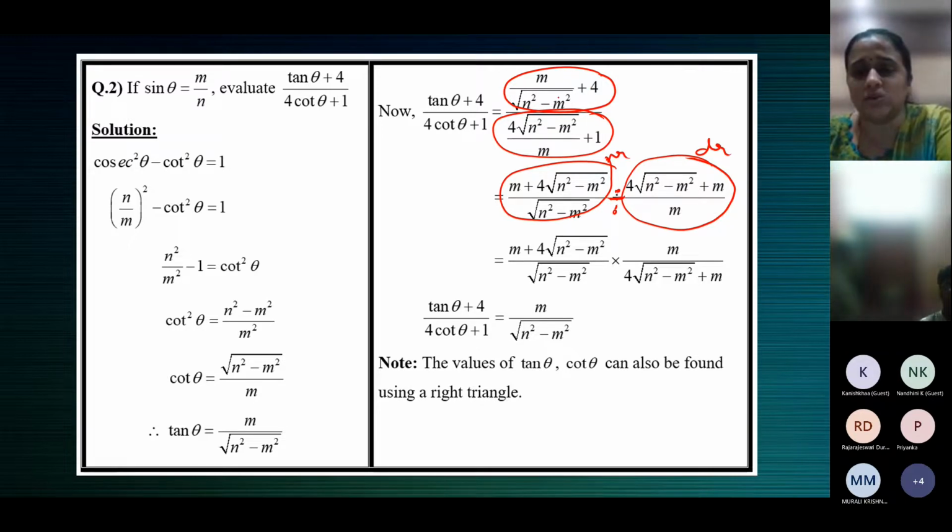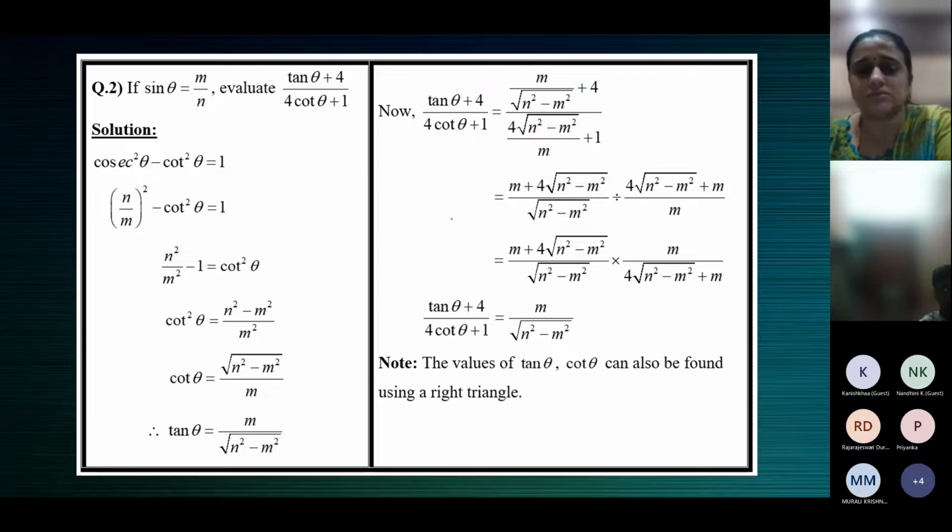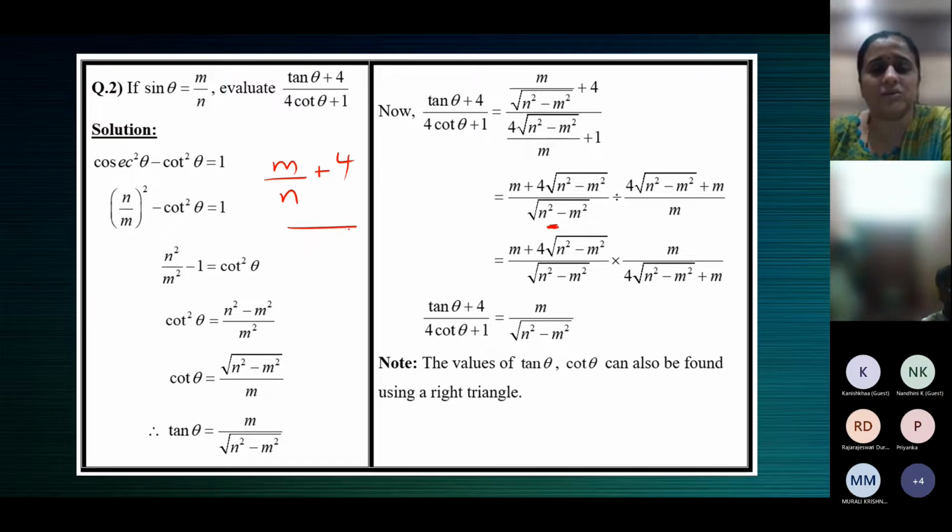In the numerator, the LCM is root of n square minus m square. That's what you see here. LCM, common denominator, root of n square minus m square. Then you will get m plus 4 into... see, it's so difficult to explain now. Supposing you have m by n plus 4. What will be the common denominator? n. Then you will get m plus 4n, common denominator n. Similarly here, this is the common denominator. That's what you see here.